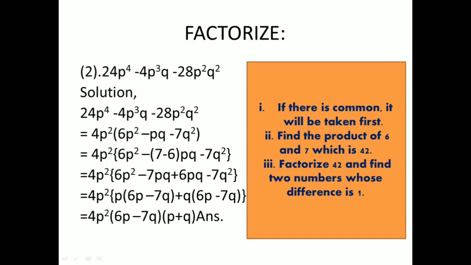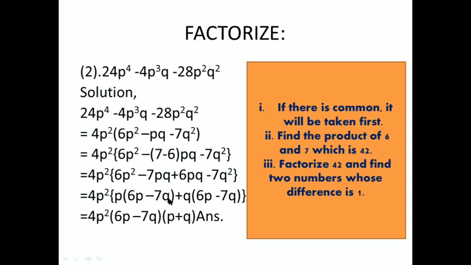Then we have to bring this 1 in the middle. Here's 1. This 1 we have to get by subtracting the two numbers, 7 and 6. 7 minus 6 is 1. Now remove the bracket. 7 into pq, 7pq, minus minus plus 6 into pq, 6pq. Now take common in these two. p common, then what will be here? 6p minus 7q, and plus q common, then what is there? 6p minus 7q here.